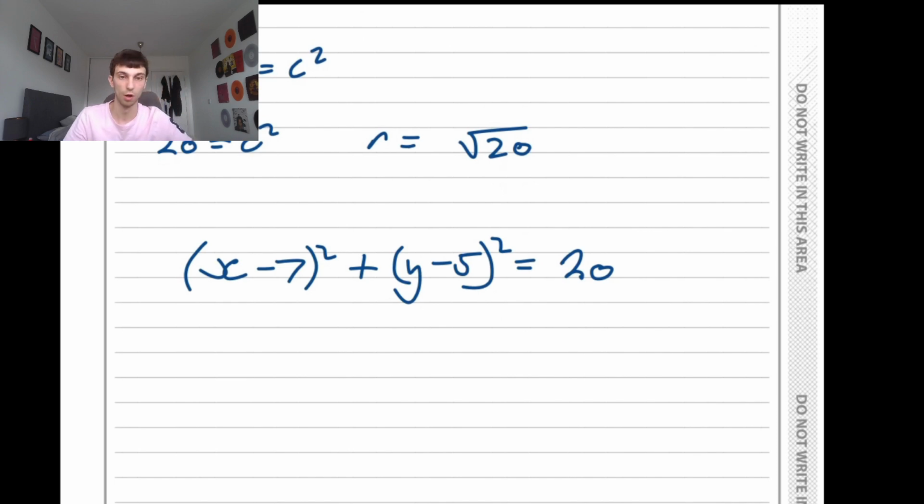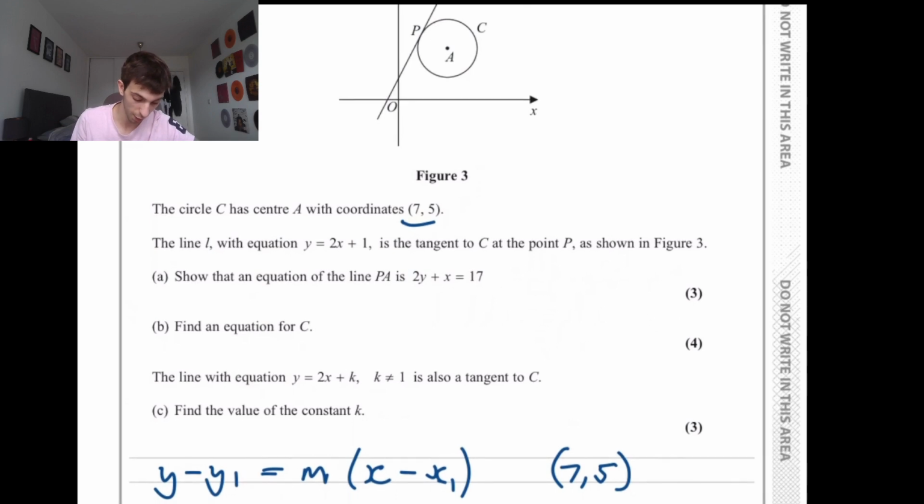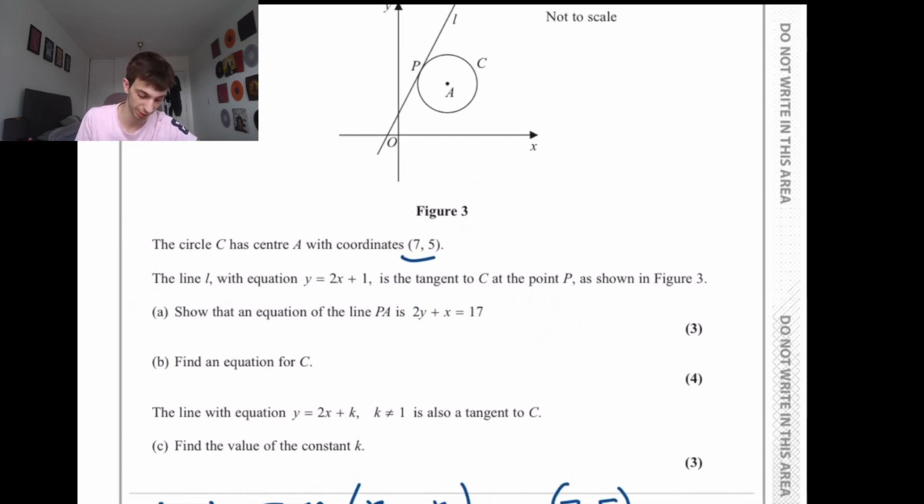And there is your equation for our circle C. Okay, so part C of this question, we're told the line of equation y equals 2x plus k, where k does not equal 1, so it's not the current tangent to C at point P, is also tangent to C. Find the value of the constant k.